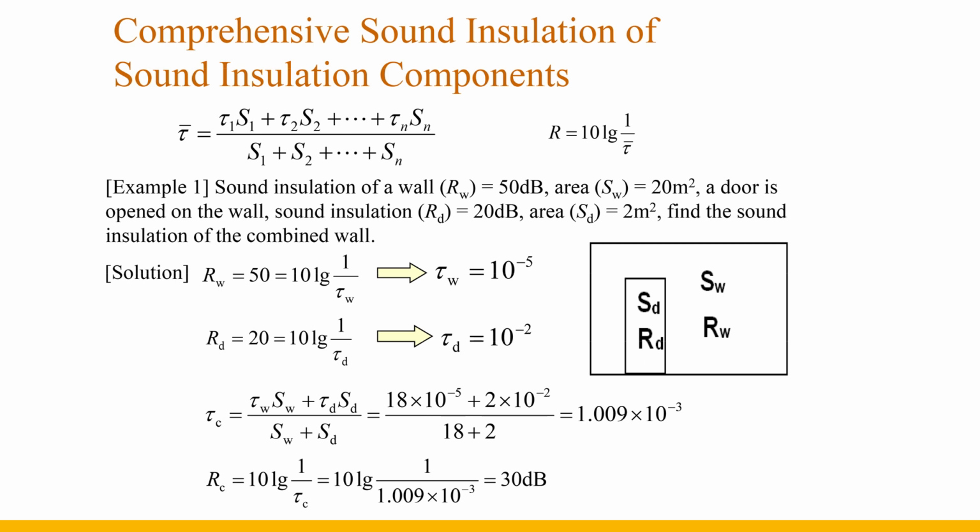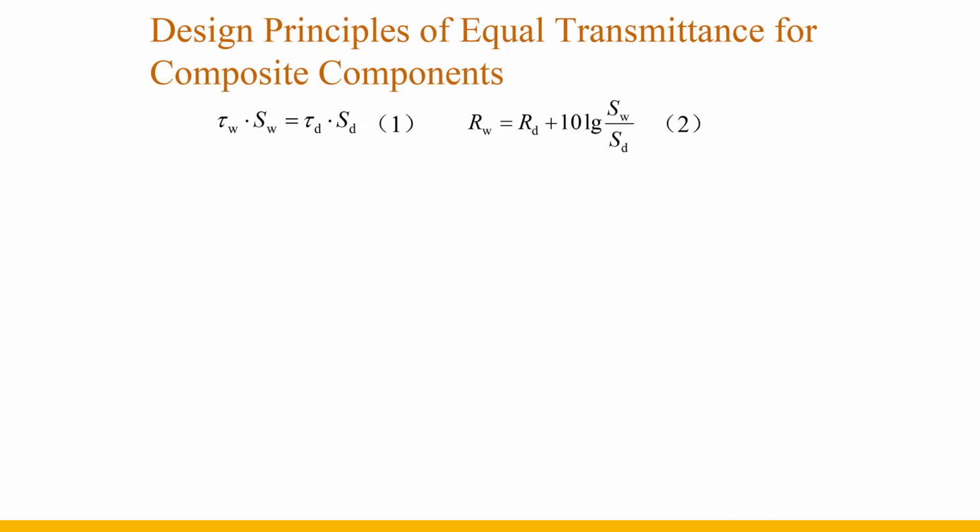From the calculation method of comprehensive sound insulation, it can be seen that the sound insulation of combined sound insulation components will be greatly reduced due to a weak link. But it is difficult to improve the sound insulation of all subcomponents because of technical and economic constraints, and improving the sound insulation of other subcomponents will not help. Therefore, the design of combined sound insulation components usually adopts the principle of equal transmission. That is, the transmission of each subcomponent is approximately equal.